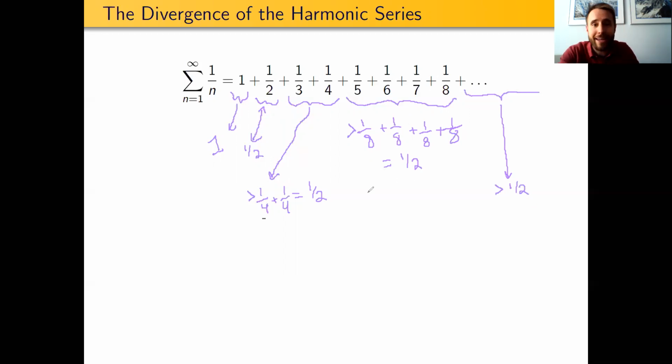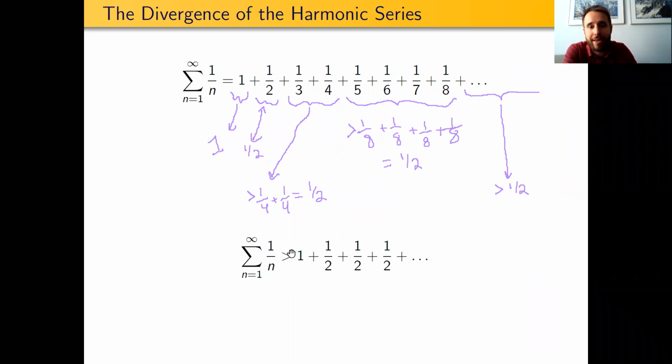And so what we're going to get is we can keep breaking up the harmonic series into these different pieces, each of which, when we add those together, will give something that's bigger than 1/2. And so the end result is that the harmonic series is bigger than 1 plus a half, that was this piece, plus a half, plus a half, plus a half, plus a half, and so on. And so the harmonic series necessarily diverges.